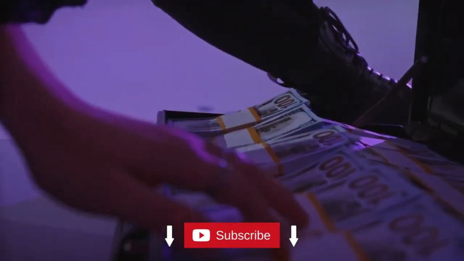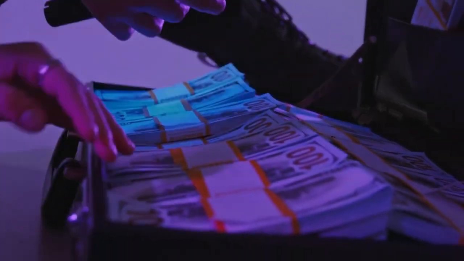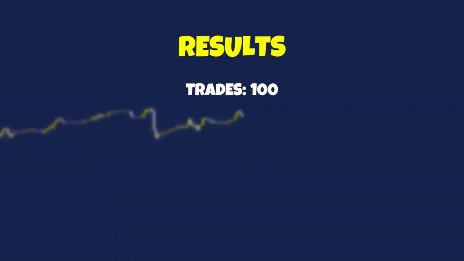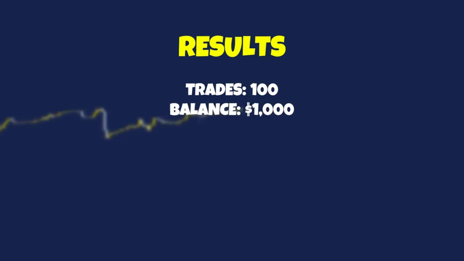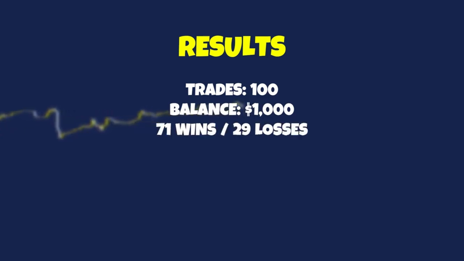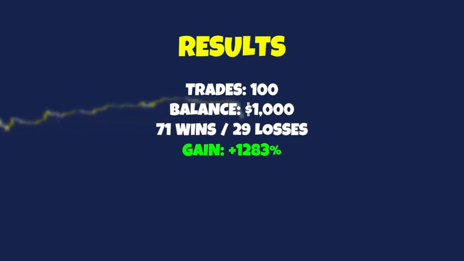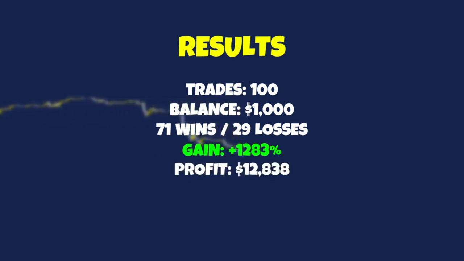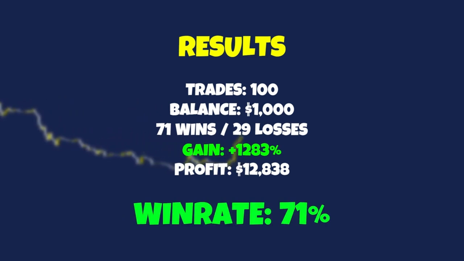But let's show you the results for this amazing strategy and get you profitable. And here we go. It's time for the full results to be revealed, and we can see that with 100 trades taken, we started with a balance of $1,000, and over the trades we had 71 wins and 29 losses, making a massive 1,283% gain on the account, and we took the account all the way up to $12,838 profit, giving us a final win rate score of 71%. Absolutely amazing, and definitely my favorite premium indicators to use.